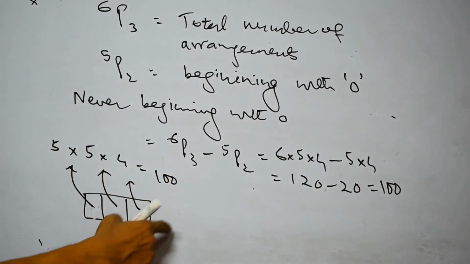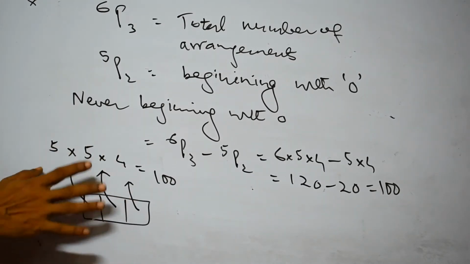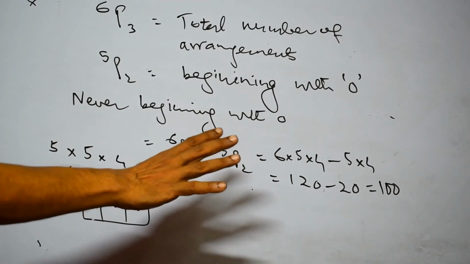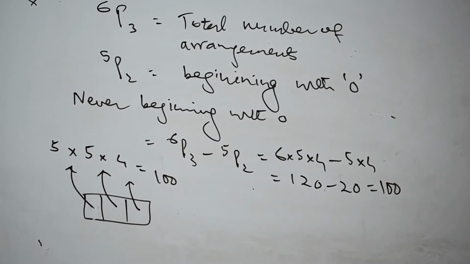But this is somewhat of a shortcut. It is difficult to explain sometimes, but it is easier to do. So that method we can do if you want the longer method, and this is the shortcut. 5 into 5 into 4 will be the total possibilities.